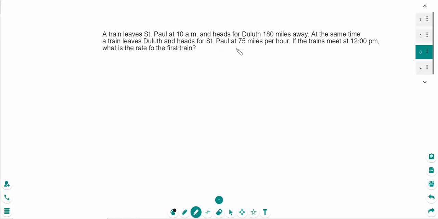Paul at 75 miles per hour. If the trains meet at 12 o'clock p.m., what is the rate, oh, that's a typo, for the first train? Okay, all right, so let's think about this.